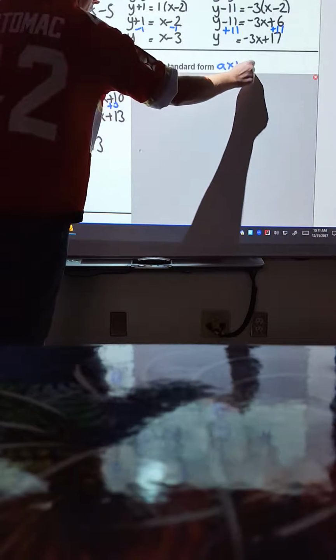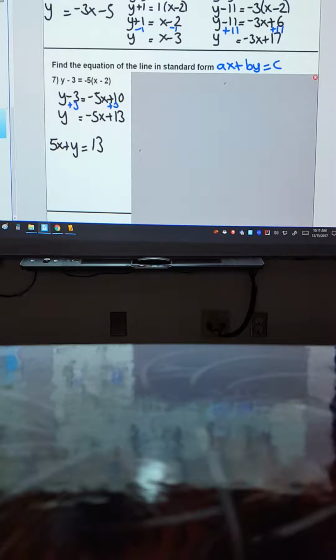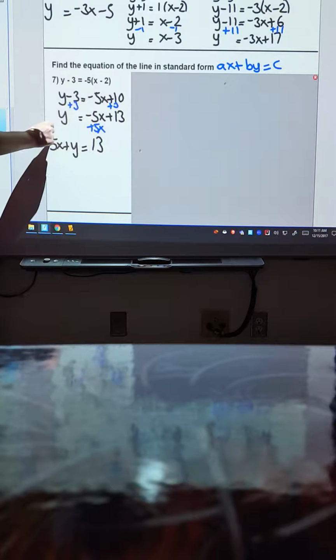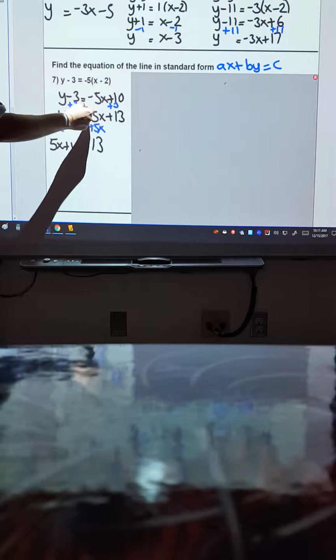To put it in standard form, this is when it takes the form ax plus by equals c. A must be positive, and also we can have no fractions within our answer either. So to move this -5x to the other side then, which is sort of our aim, we're going to do the opposite here. We're going to add 5x to both sides.